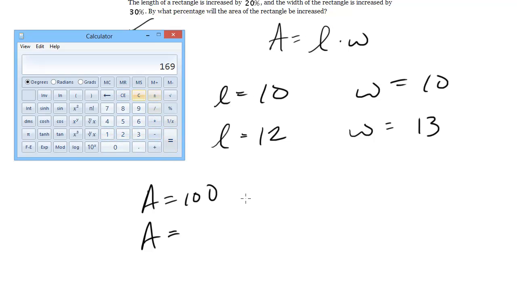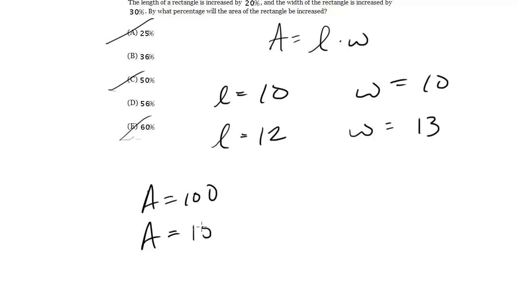Okay, there we go. 169. Does that sound right? Let me just make sure I didn't mess this up. 12 times 13. Yeah, that doesn't make any sense. 156, much better. Okay, so old area was 100. New area is 156. So how did this change? Well, it went from 100 to 156, so it went up by 56%.